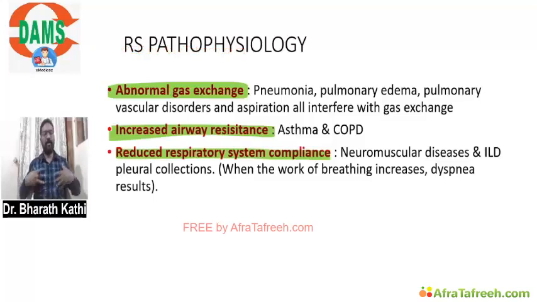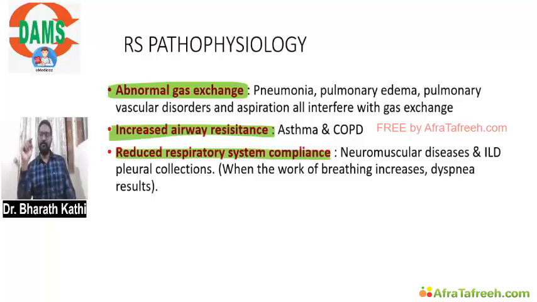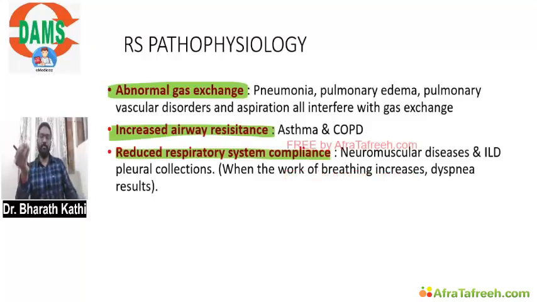Or there are pleural collections surrounding your lung. Because of these pleural collections, your lungs are not expanding. So when a patient has breathlessness and you are thinking in terms of respiratory disease, keep in mind, is this due to some abnormal gaseous exchange? If so, what is the cause? If it is due to pneumonia, give antibiotics and oxygen. If it is due to pulmonary edema, give diuretic and oxygen. If it is a pulmonary vascular disorder, identify whether it is pulmonary embolism and treat it.